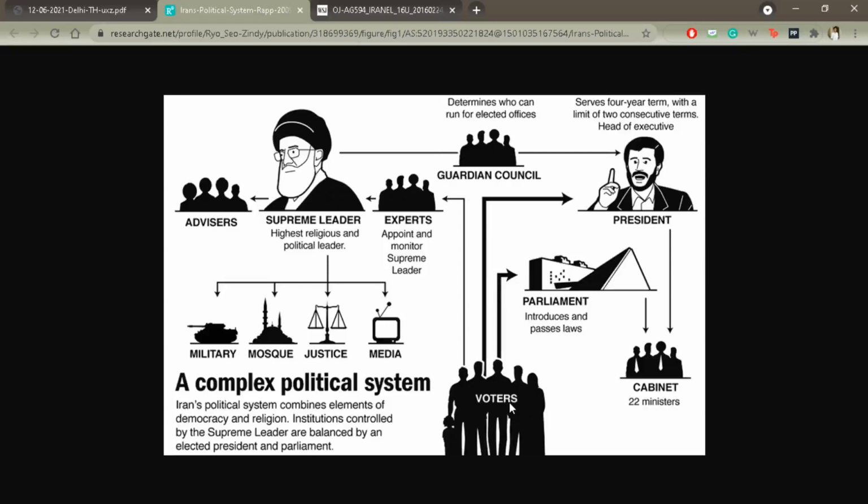Now what do the voters do and what is the system there? For that, first understand what are the bodies that are there. So there is the supreme leader, his name is Ayatollah Khamenei. There is a president, right now it is Hassan Rouhani.